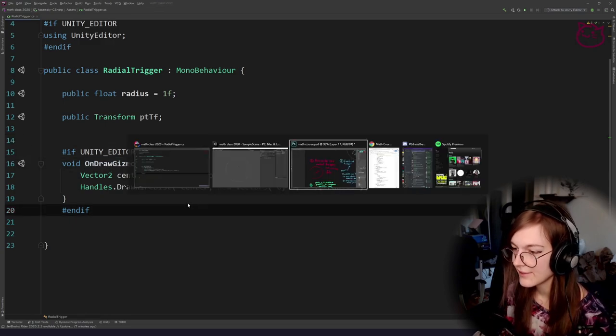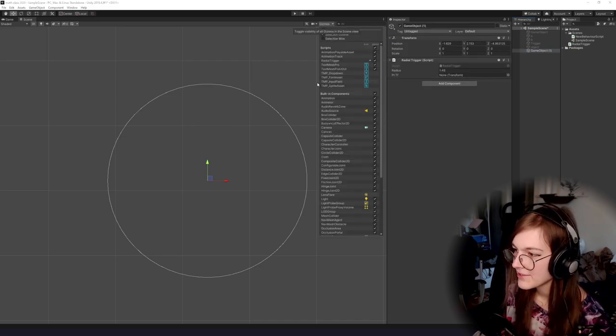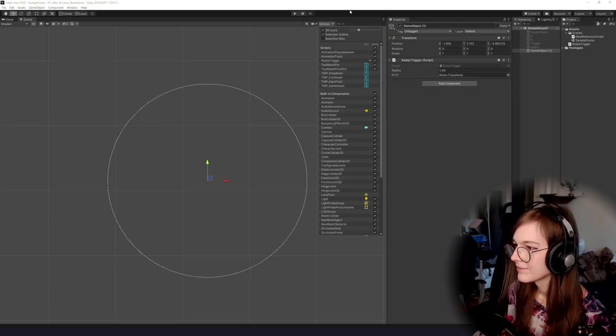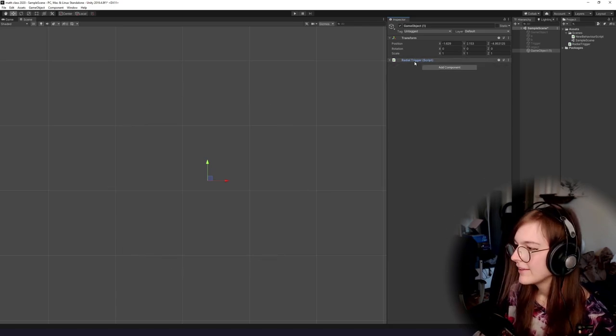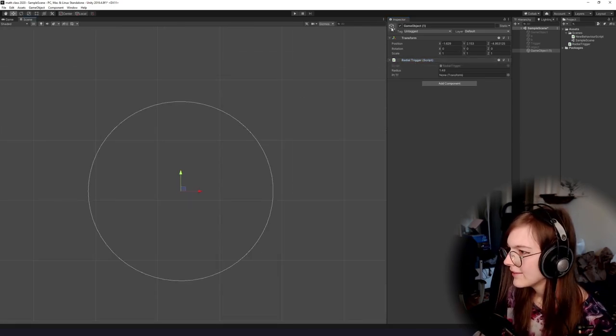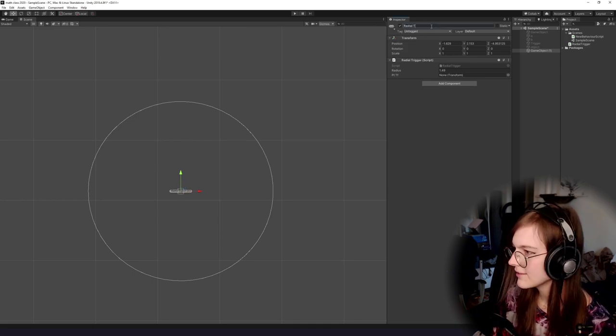You can, of course, always toggle them in the viewport as well. You can turn off what gizmos you want to see here, per component, if you want to. But that also collapses the components. It's a little annoying. But anyway, something to keep in mind. Let's give this some sort of label. Let's call it radial trigger.